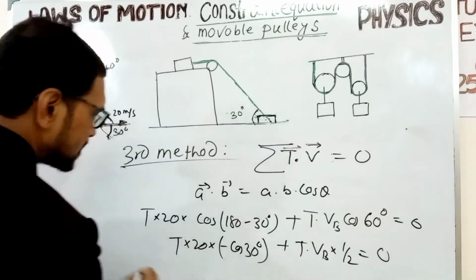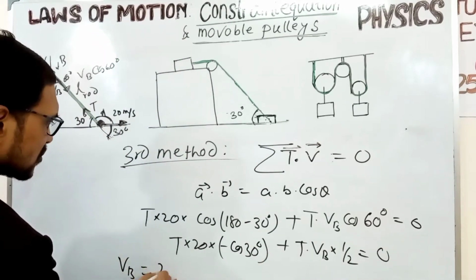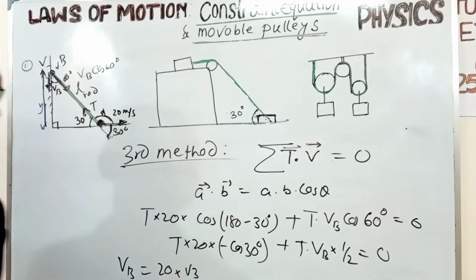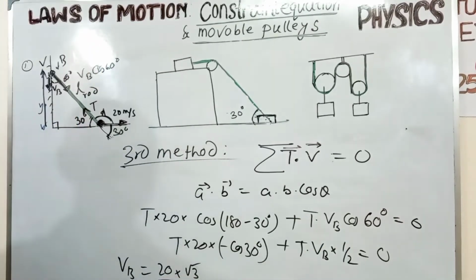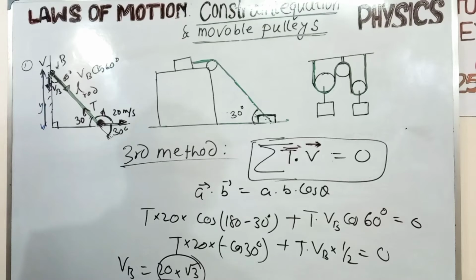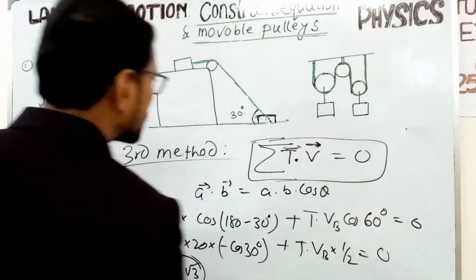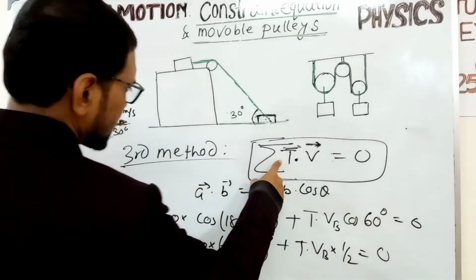So cancel T, we get VB equal to 20 into root 3 by 2, the half cancels. So this is the answer. So by any method we get the velocity of B equal to this. The third method, I recommend this method. This method is best.